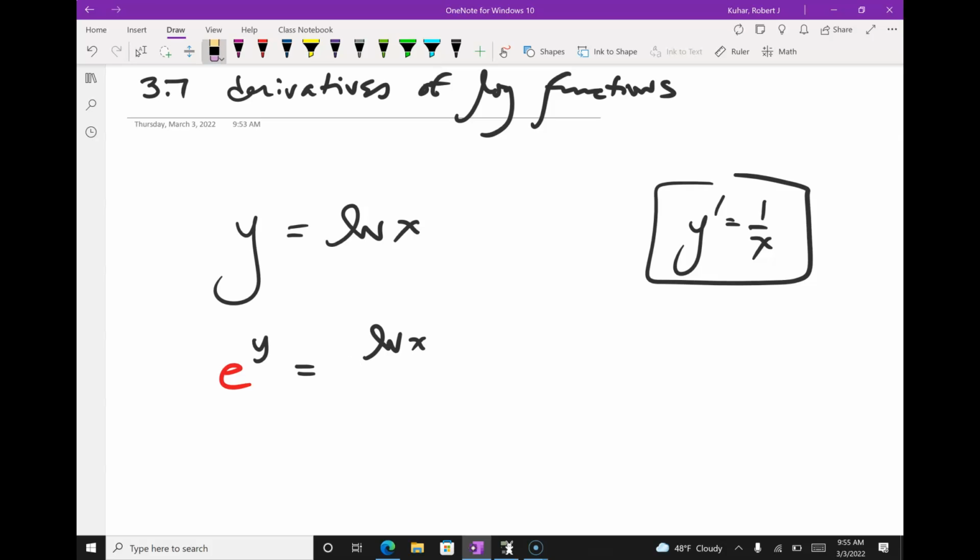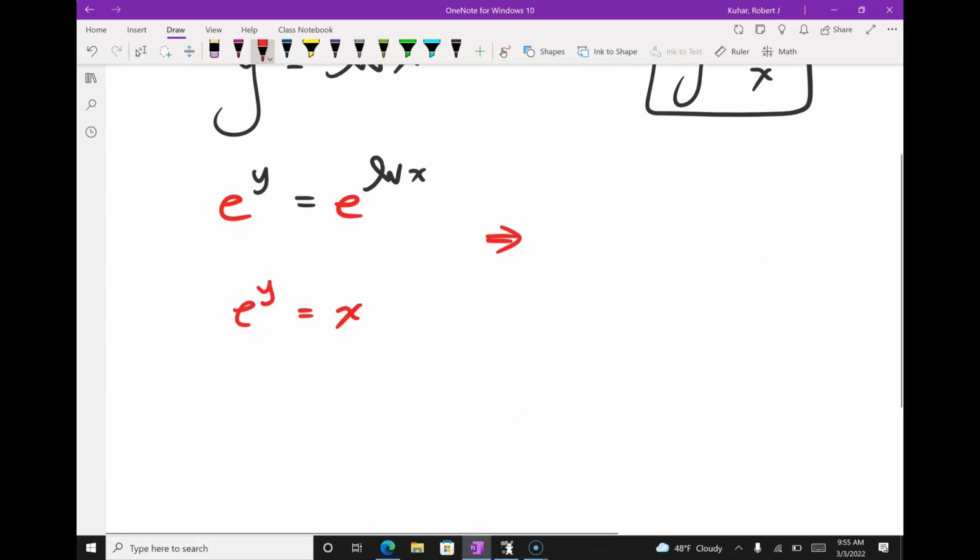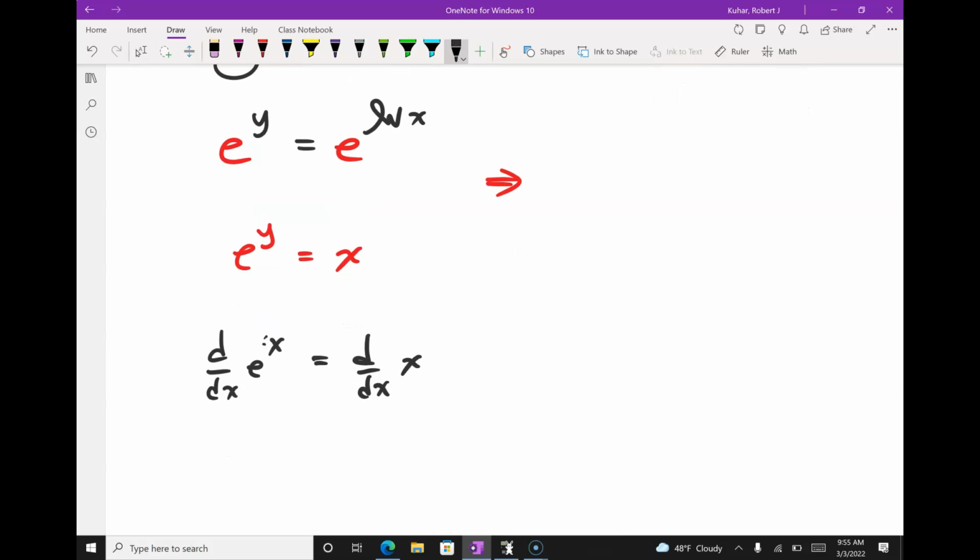But what happens on the right-hand side? E and ln are what to each other? They cancel. They're inverse functions. So I get e to the y is equal to x. And now I want to take the derivative of both sides, right? So I'm going to do d dx of e to the y should equal d dx of x. Well, no, I'm sorry, of y, right? Sorry. Yes, you with me?